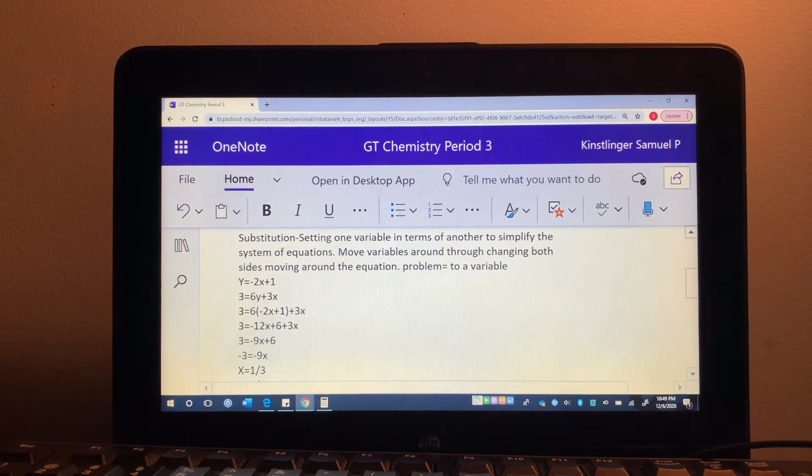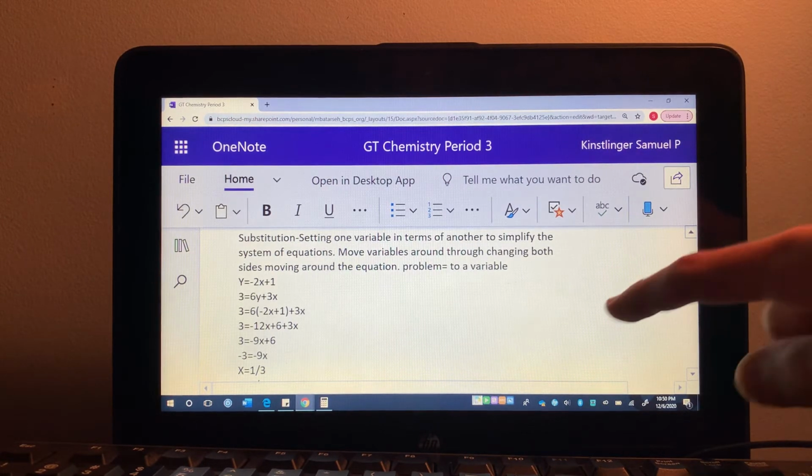And now in order to find out what y is equal to, we just put that back into one of the equations. It doesn't matter which equation, because the x and y values are going to be the same for both of them. So let's do the top one. x is 1/3, negative 2 times 1/3 is negative 2/3, plus 1 is 1/3. So y must be 1/3.